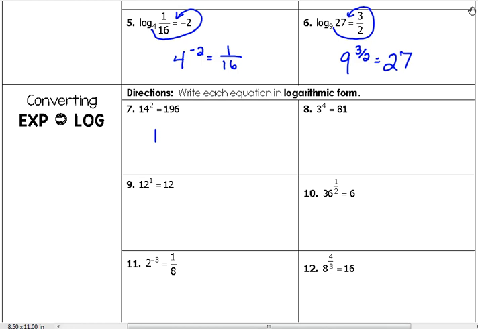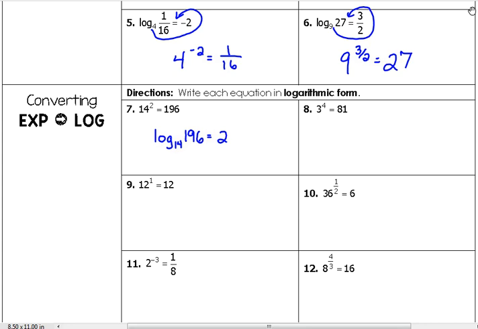So if we've got 14 squared is equal to 196, that is log base 14. The base of the exponential and the base of the logarithm are always the same, and then it's kind of like those other two numbers, just switch places. So log base 14 of 196 is equal to 2 is that exponential expression in log form.